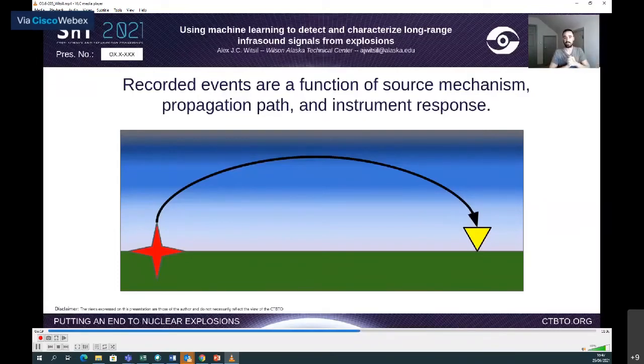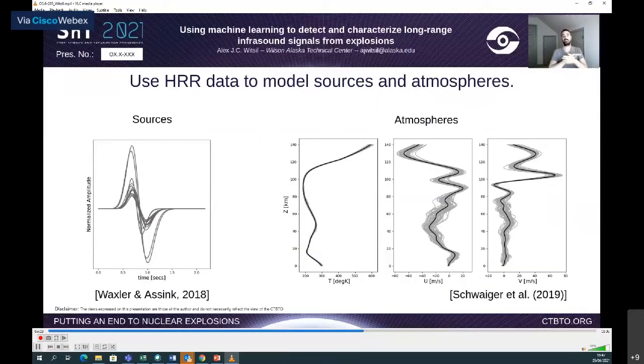Because this is a relatively new idea, at least in the infrasound community, we decided to really narrow the scope of this project, and we narrowed it down to the Humming Roadrunner experiments. So instead of looking at all the possible sources and all the possible atmospheres out there, we decided to model our sources after Humming Roadrunner data and model our atmospheres after Humming Roadrunner data. The source time functions on the left-hand side are entirely synthetic. They're not recorded, but they are modeled after what we might expect from the Humming Roadrunner detonations.